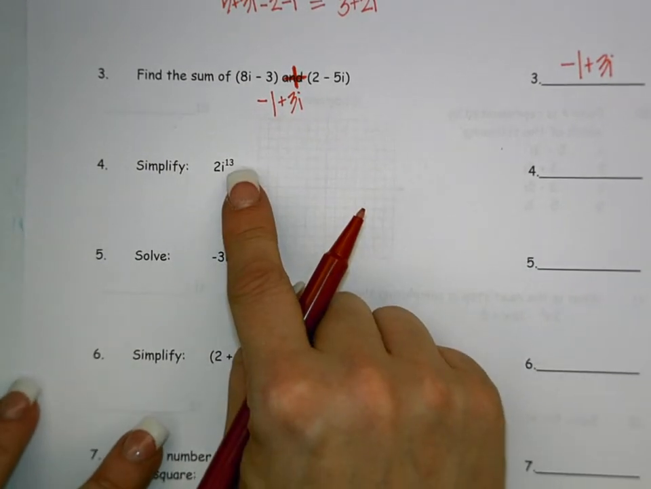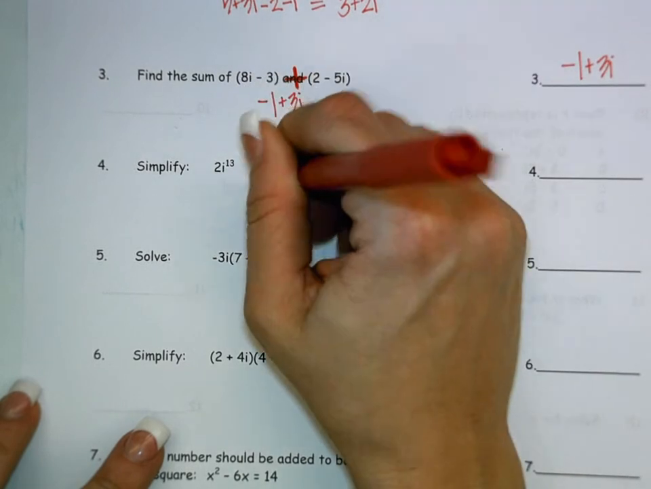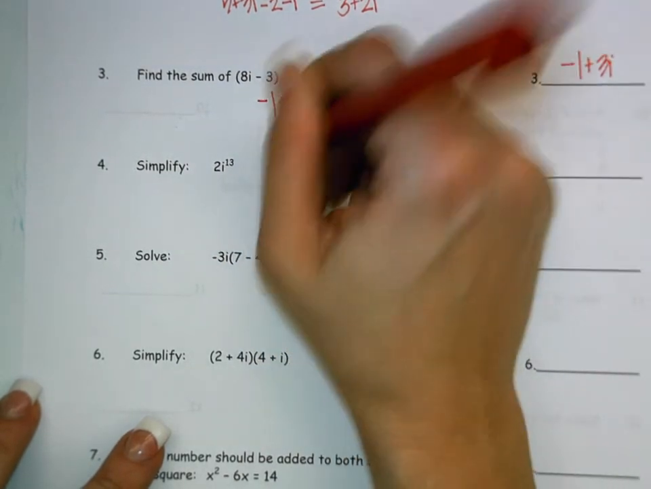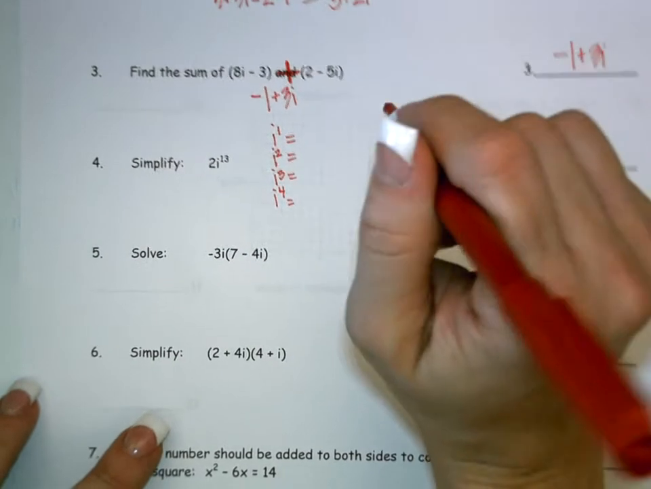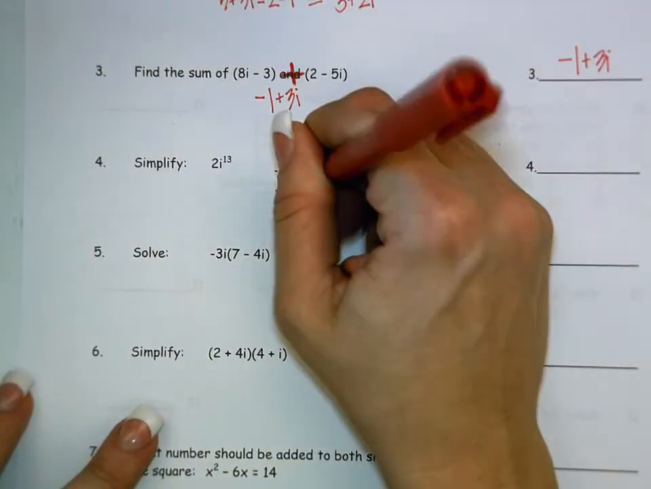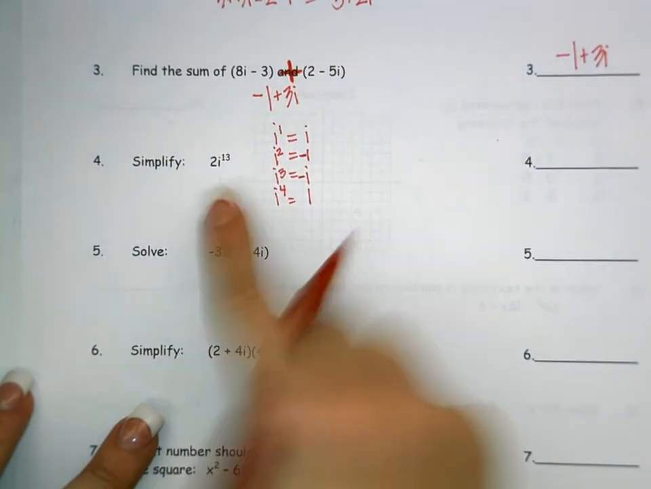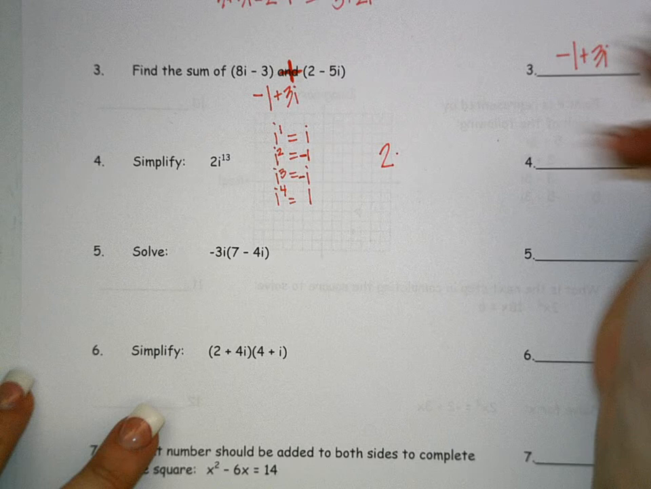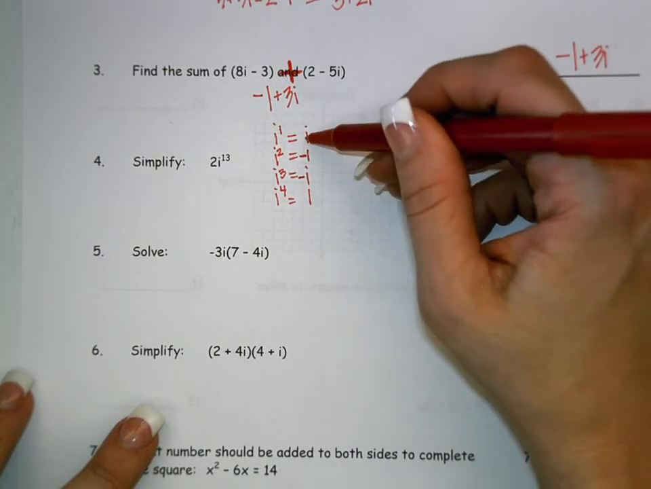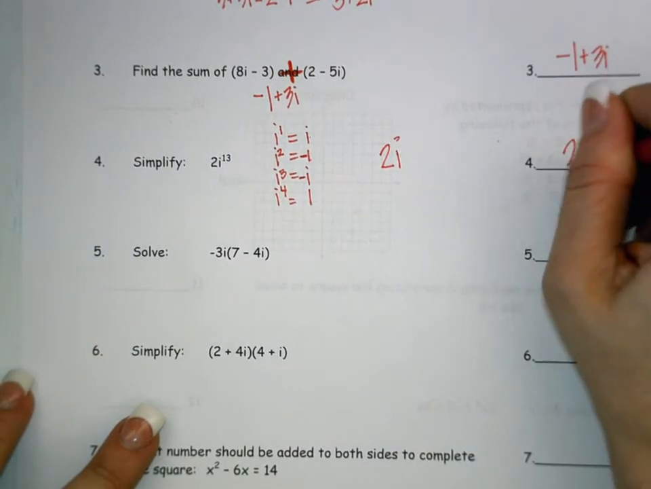Simplify. 2i to the 13th power. So you want to make your i chart: i, negative 1, negative i, 1. I would suggest that you probably write this at the beginning of your test anyways, just on the front. So you're still going to have a 2, and it's going to be multiplied by i to the 13th. Just count. 1, 2, 3, 4, 5, 6, 7, 8, 9, 10, 11, 12, 13. 2 times i is just 2i.